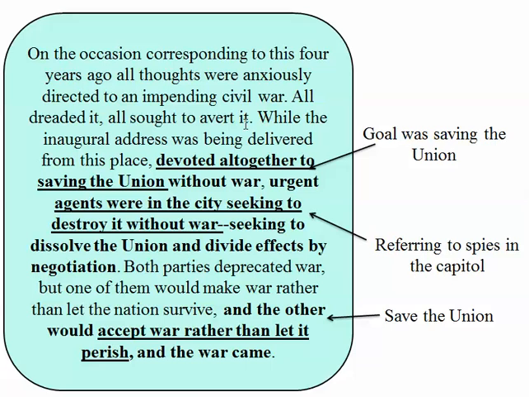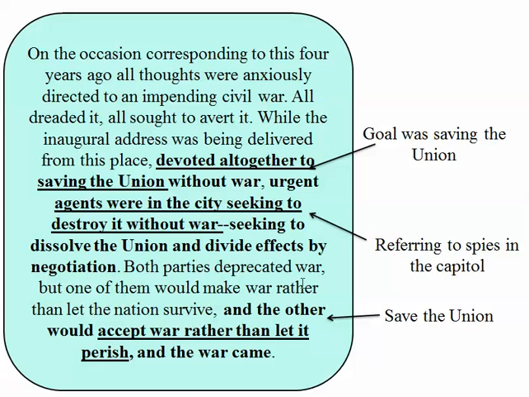"While the inaugural address was being delivered from this place, devoted altogether to saving the Union without war," that's the last one he did, his goal and the North's goal was to save the Union without going to war. "Urgent agents were in the city seeking to destroy it without war." Here he's talking about the spies in the Capitol and the reason he suspended habeas corpus. "Seeking to dissolve the Union and divide effects by negotiation."